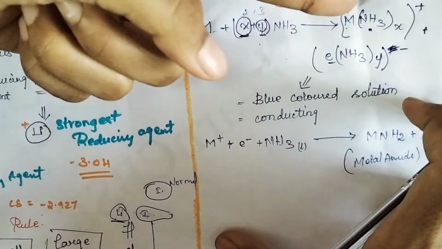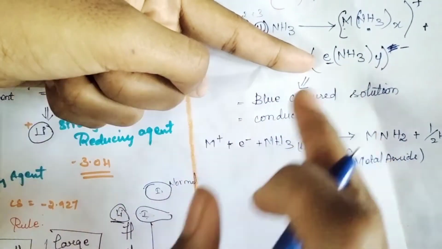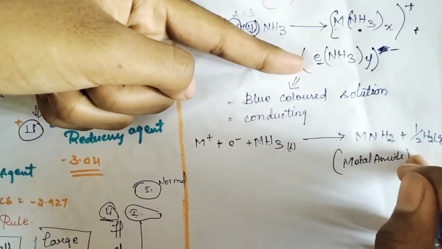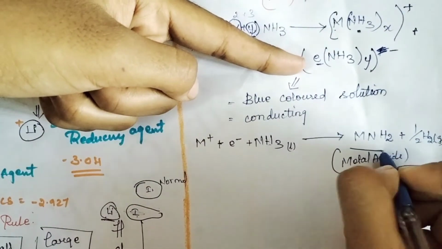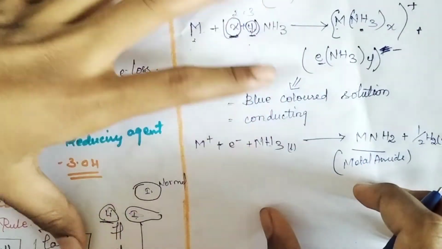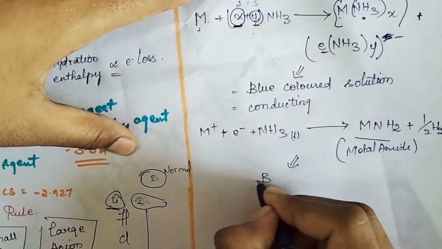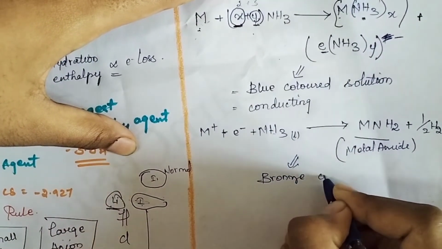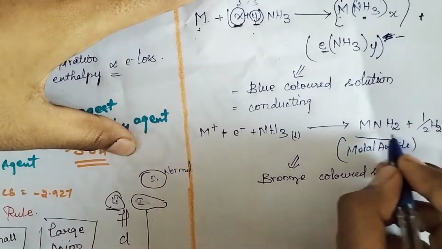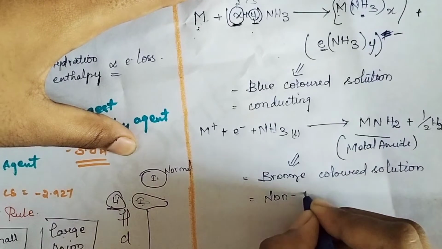After some time this metal M plus and E minus separate from this ammonia moles and lose the electron, lose the hydrogen gas. Okay, hydrogen, and form this amide. This formation leads to the coloration of the solution changing to a bronze colored solution. Okay, clear? As the capability of the anion and cation changes, it becomes non-conducting.